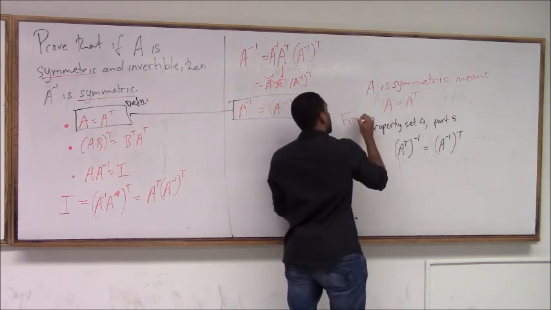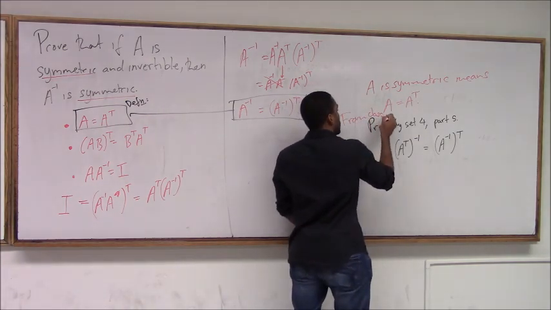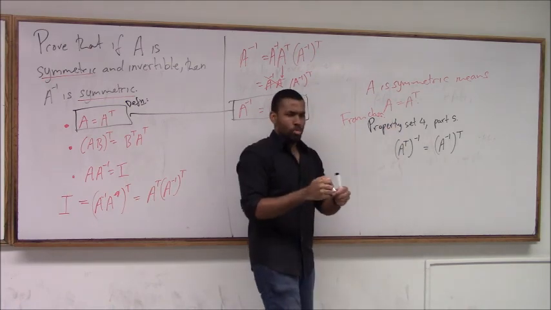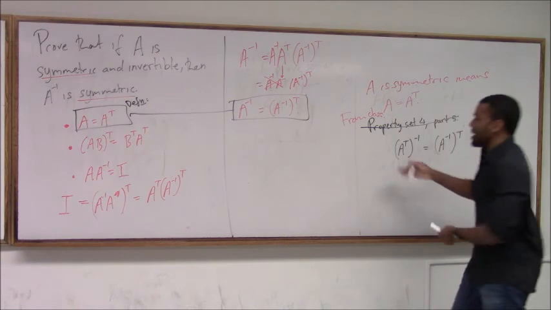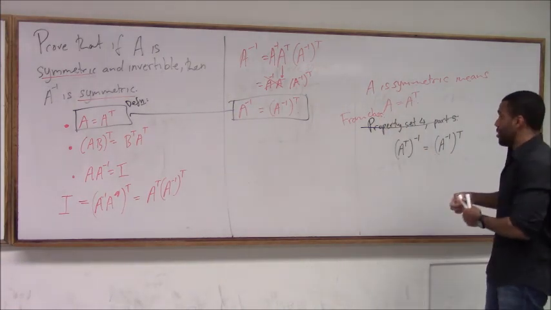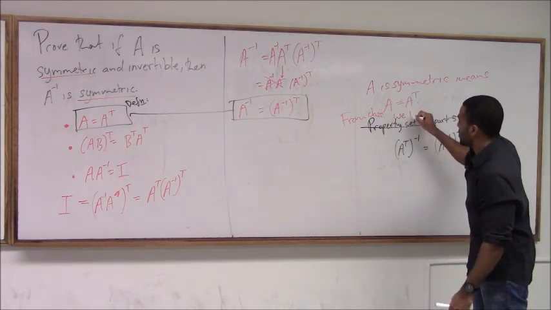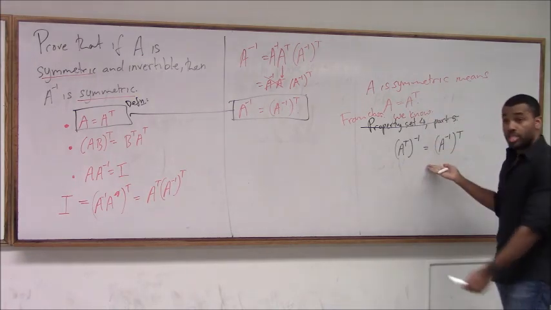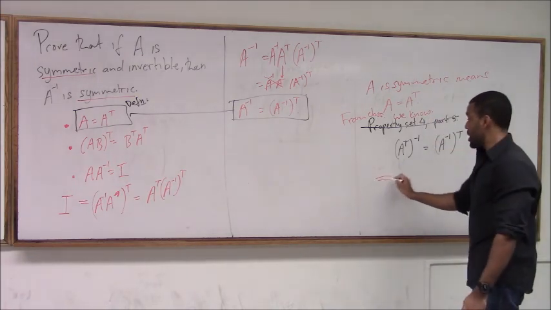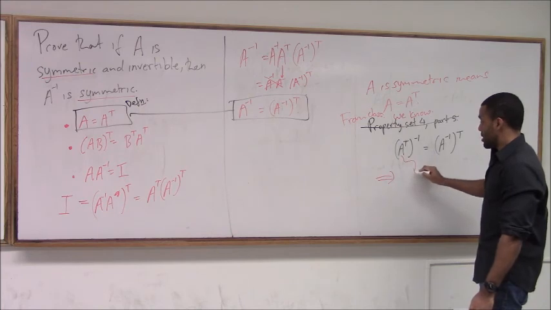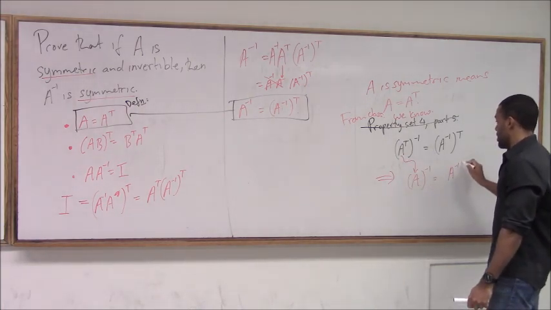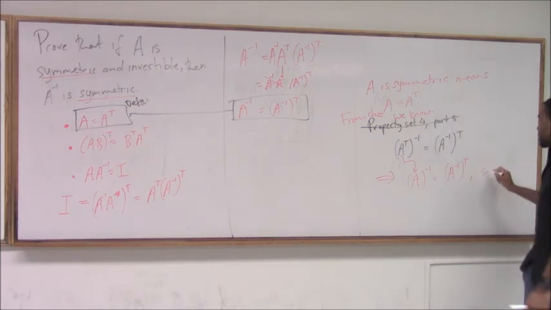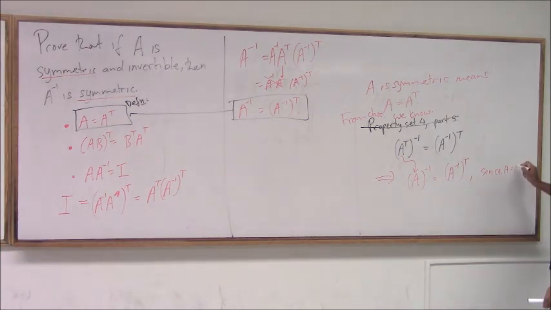From class. Now if you don't remember the particular property, you don't have to say, oh, property 4 from the handout, part 5. It's okay to say, from class, we know this fact. This implies that A inverse is equal to A inverse transpose. Since A equals A transpose, done.